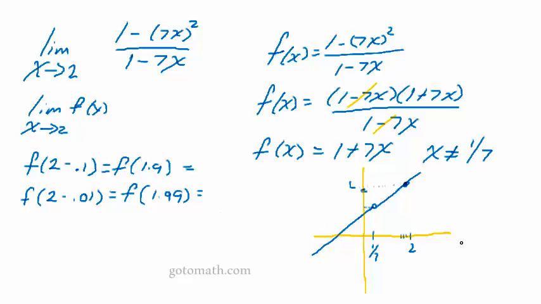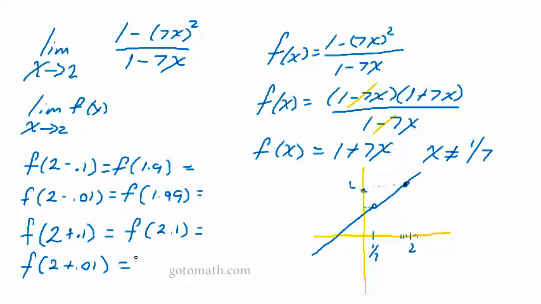Now let's come in from the right hand side and do the same thing. This time we're coming in from the right, so 2 plus 0.1, which is f of 2.1. So we look at that number, then f of 2 plus 0.01, which is f of 2.01.